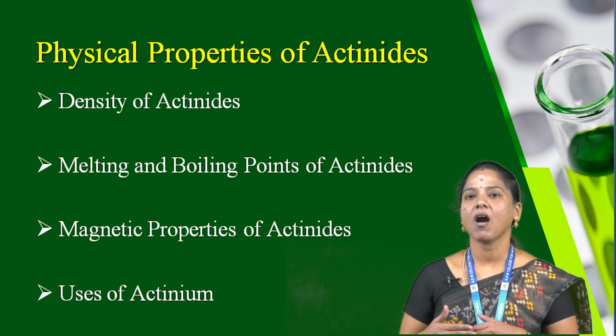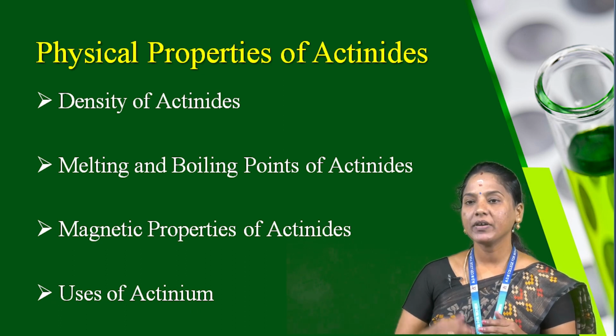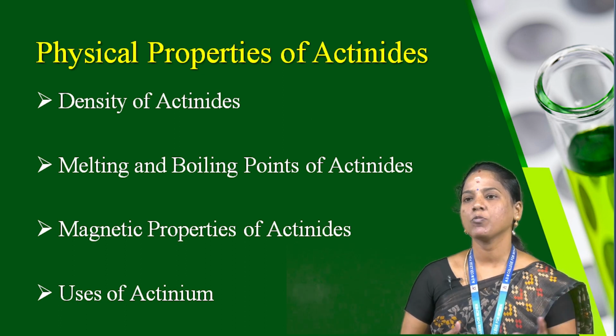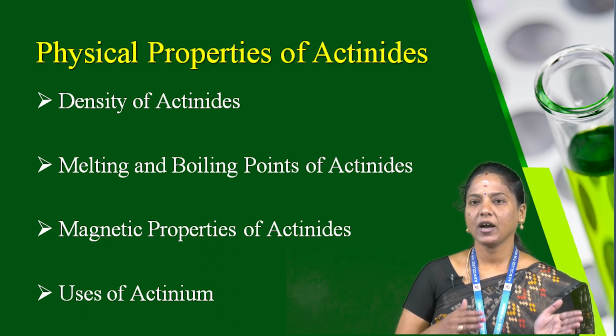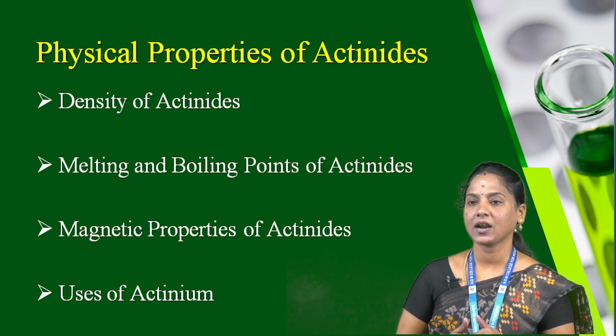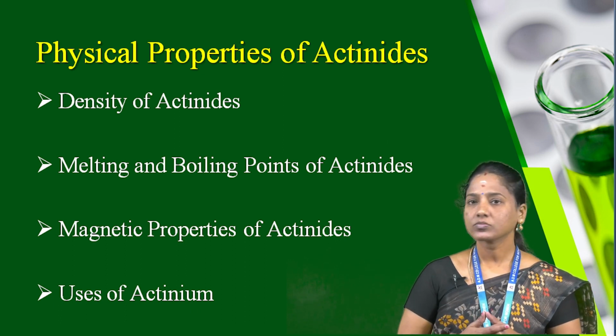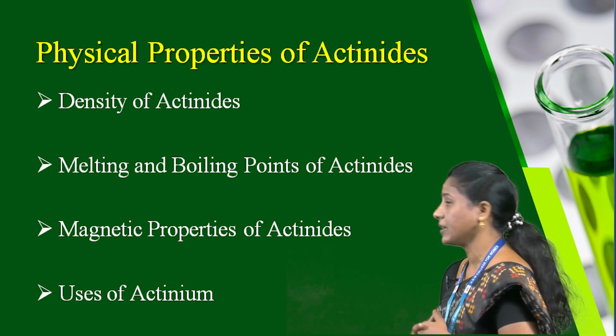Next one, magnetic properties of actinides. All actinides are paramagnetic in nature, which depends on the presence of unpaired electrons. The orbital angular momentum is quenched because of the poor shielding of 5f electrons, so the observed magnetic moment is less than the calculated.